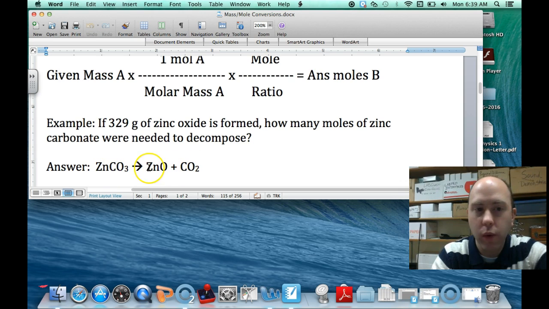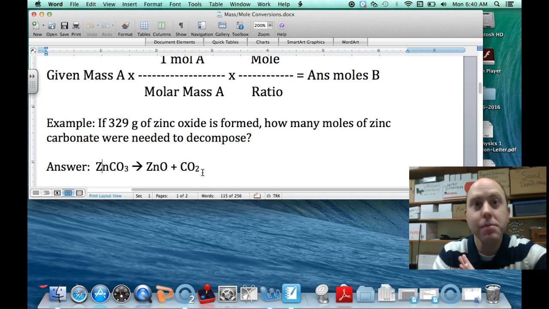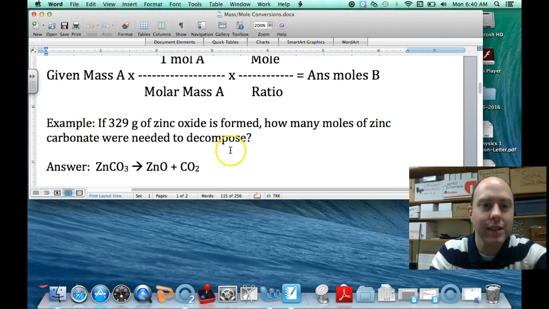1 Zn, 1 Zn. So far, so good. 1 carbon, 1 carbon. So far, so good. 3 oxygens, 1 plus 2, 3 oxygens. This one's balanced already. Easy. That's an easy one. So now, where do I go from here?